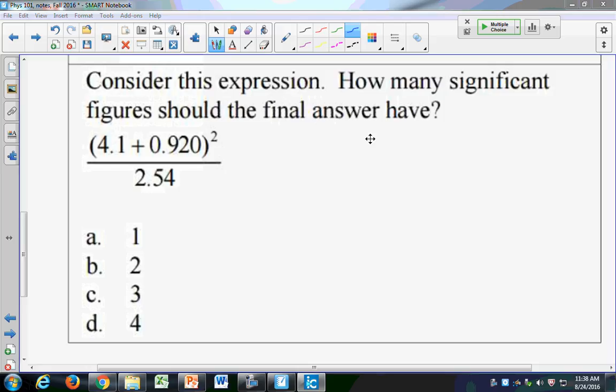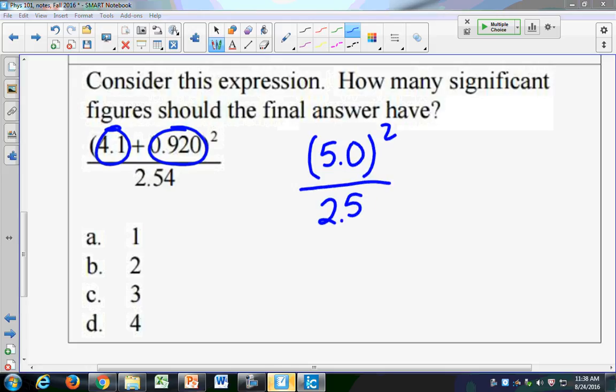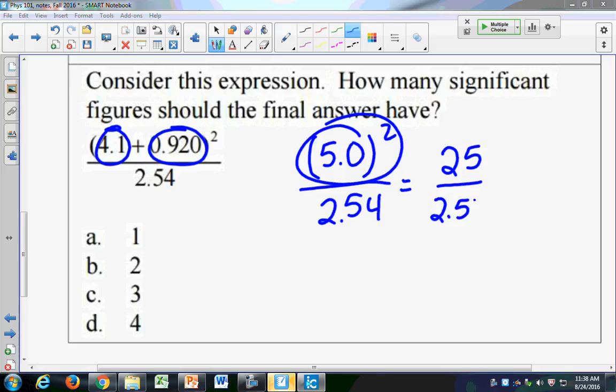All right. So when I add these two, I keep the lowest number of decimal places, so that would be 5.0, and then that would be squared, divided by 2.54. And when I do this up here, I keep the lowest number of sig figs, which is 2, 5.0 times 5.0, so 25 divided by 2.54. I have 2 sig figs here, 3 here, so the final answer, which is like 10-ish, would be 2 sig figs.